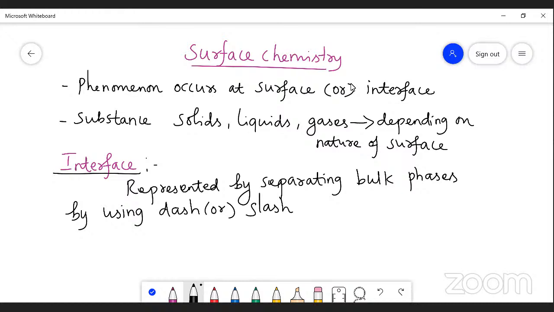For example, if I am giving the interface between solid and gas, I can write solid/gas like that. So this is called the interface. It is represented by separating the bulk phases by using a dash or a slash. That is what is named an interface.